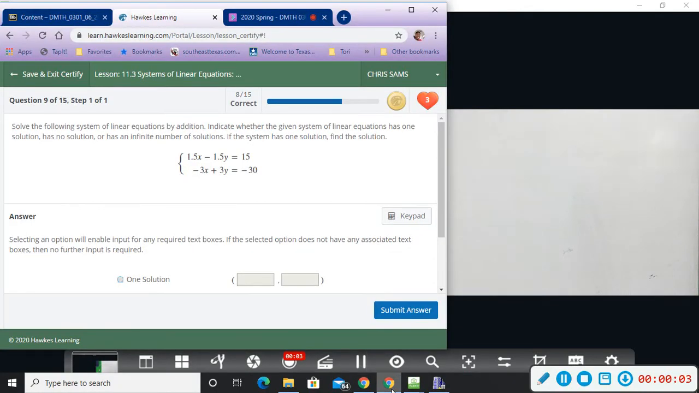Alright, so number 9, we have one equation with decimals. And if you notice, the second equation is 3, and the 1.5 is half of 3. So you can multiply that first equation by 2, and we can get a whole number, because it's just a 0.5.